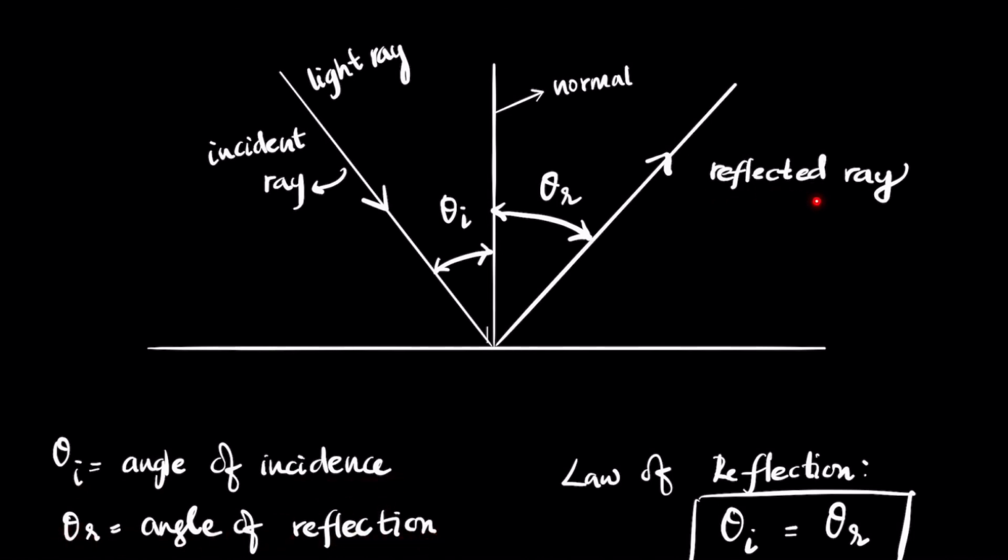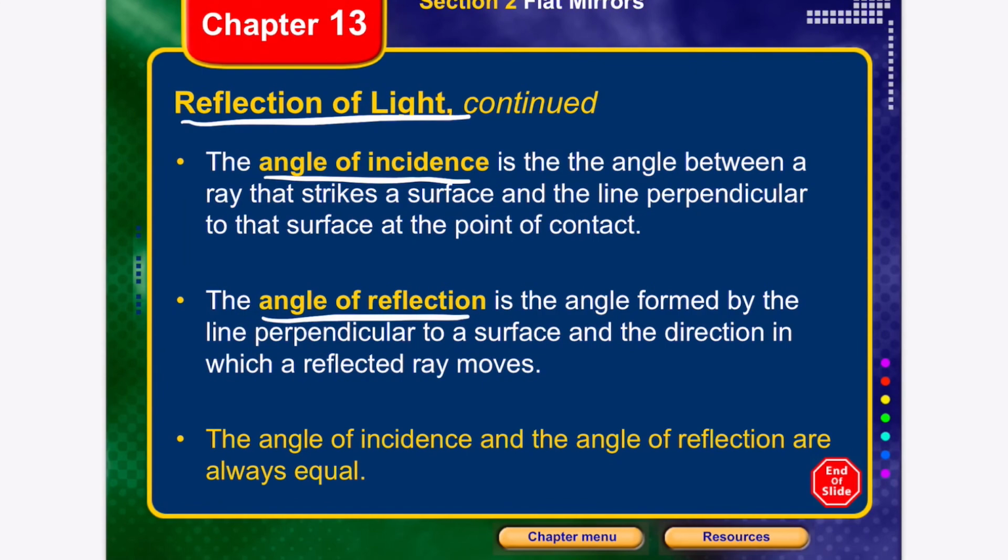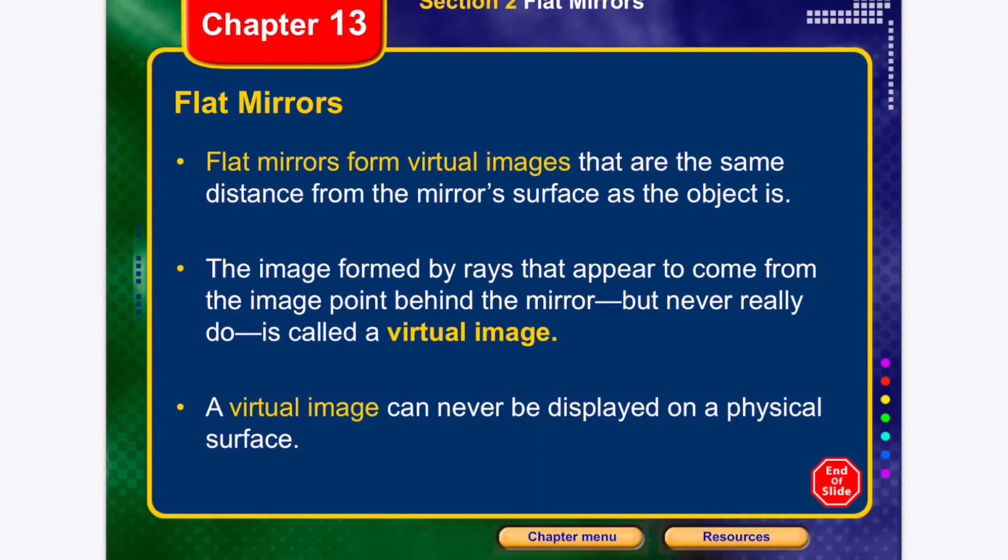Now when you look at the reflected ray and the incident ray, remember that the angle is supposed to be to the normal, not the surface. So it's the angle to the normal. Now, we talked about the reflection of light. How does a flat mirror work then?